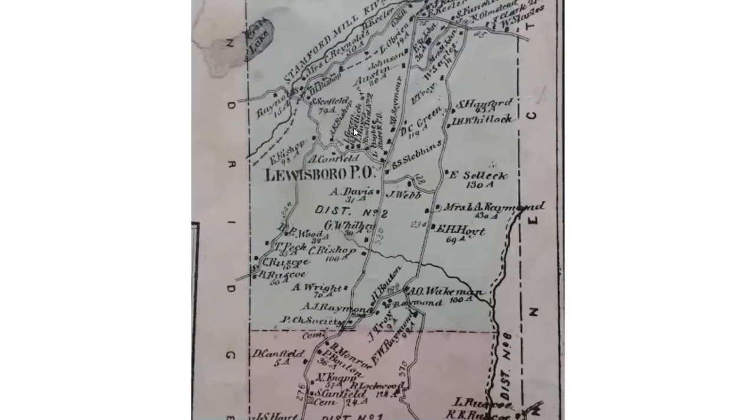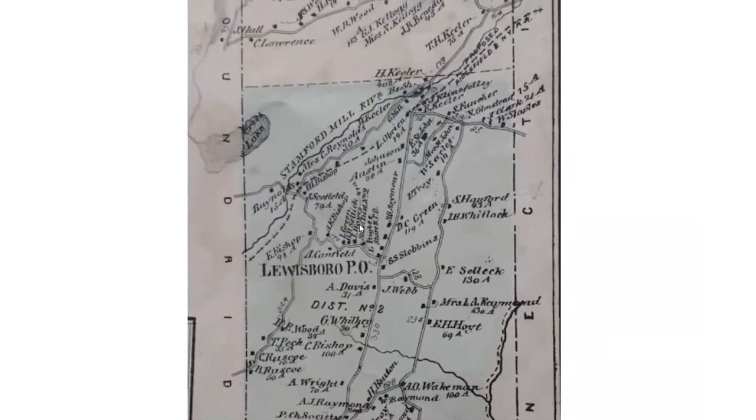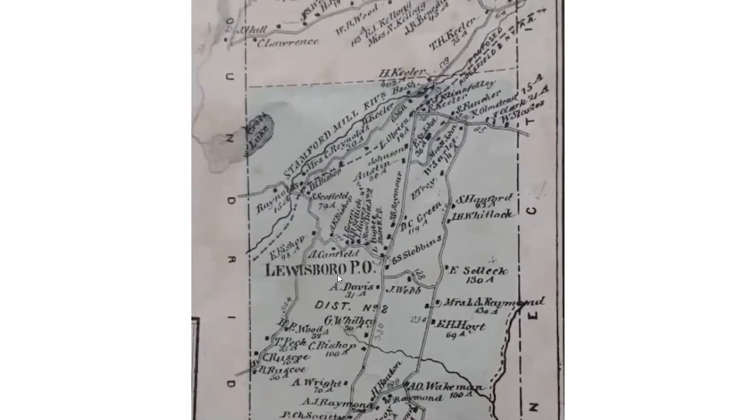And here is, I said there'd be a slightly better map, and let's see if we can bring it up, because there are a few things of interest. Here you see Lewisboro Post Office, and you'll see a little bit later a picture of the store, and the store also would have had the post office in it.